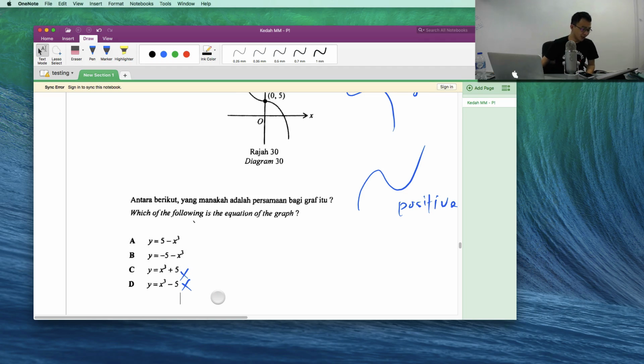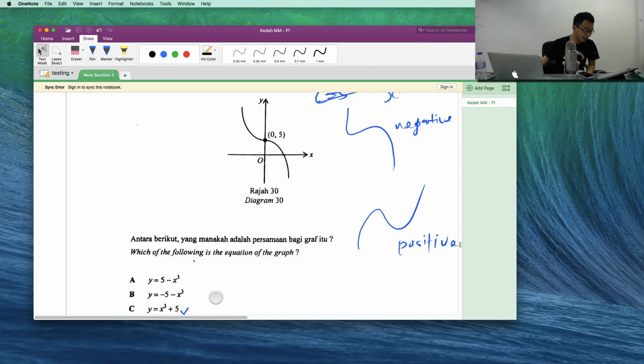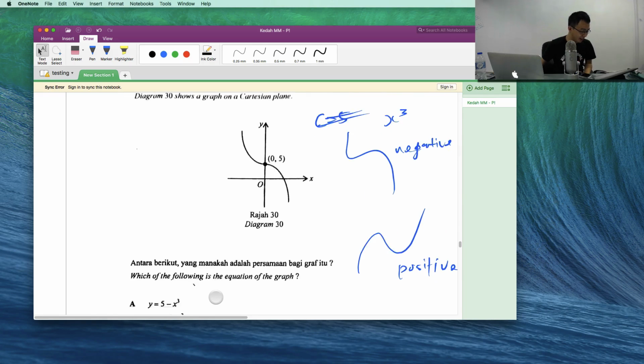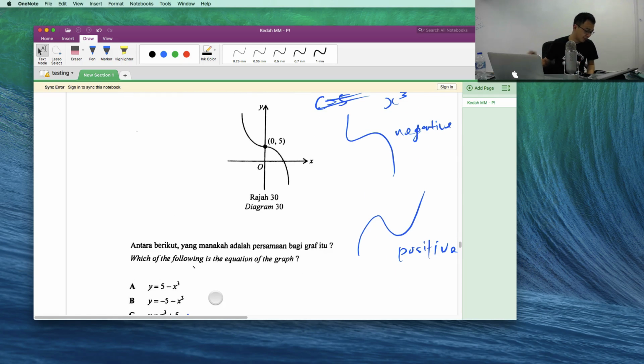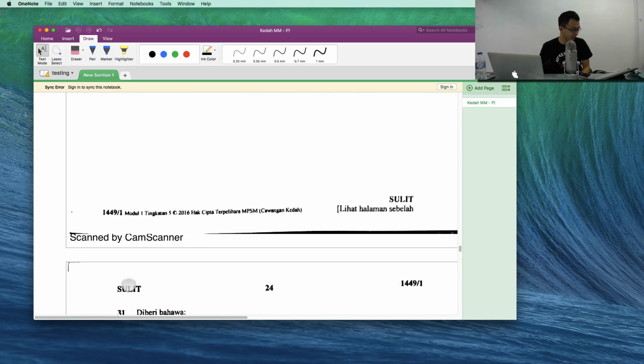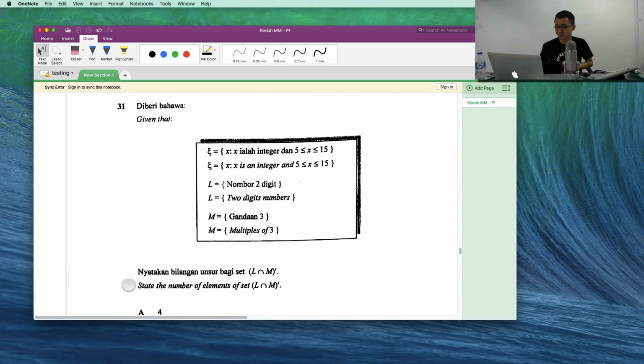So these 2 are wrong. Okay, just now we said the y-intercept is 5, right? Y-intercept means x equals 0. So you want to get positive 5, so the answer is A. If the answer is B, you substitute x equals 0, you will get negative 5. Alright, so let's move on to 31.